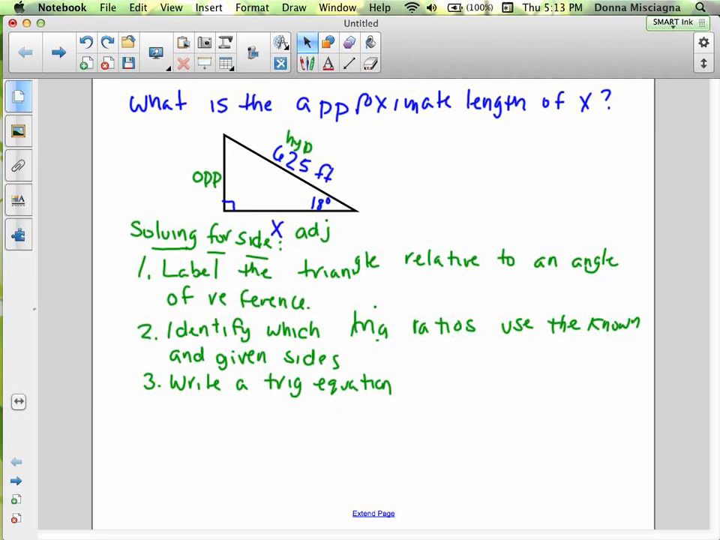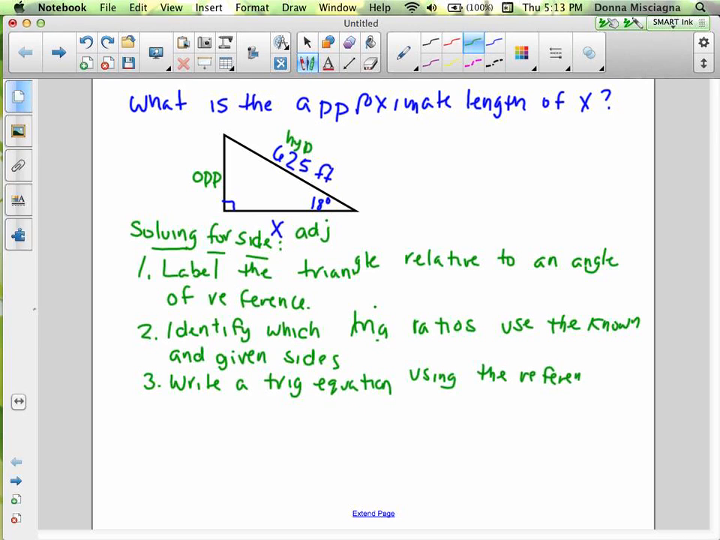We write a trig equation using the reference angle and known and given are the same thing. I meant to put in known and, what would you call the side you're looking for? And requested sides. So write a trig equation using the reference angle and known and requested sides.